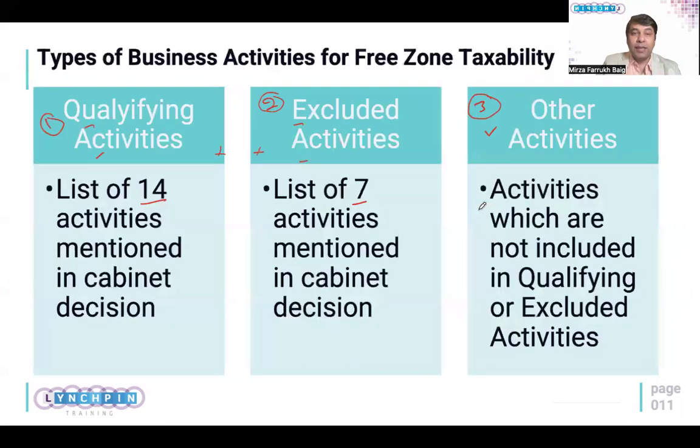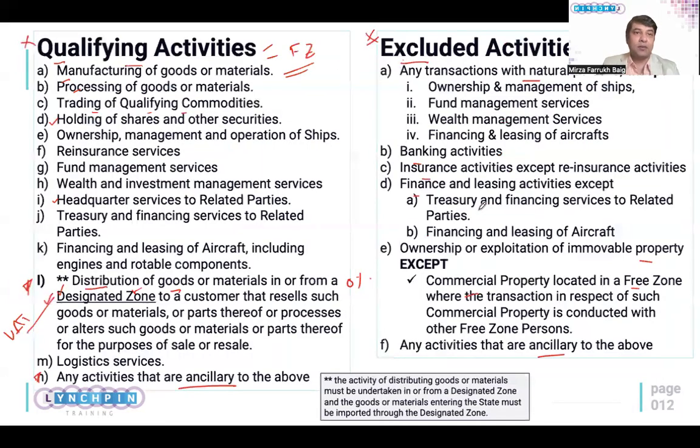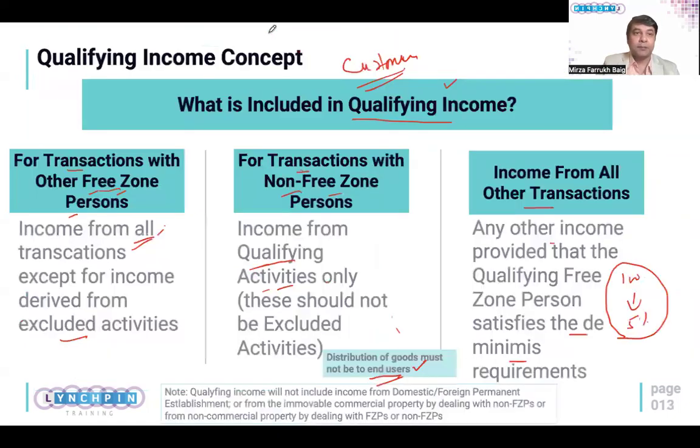Now, as we can see, we have these activities, a list of the qualifying activities. It is very important to understand that in most cases these are the only activities which, if you're dealing outside the zone, will give you the benefit of the 0% tax regime. So I have just taken out a few key activities here, which I'll explain in detail, to show what exactly is applicable in these activities.